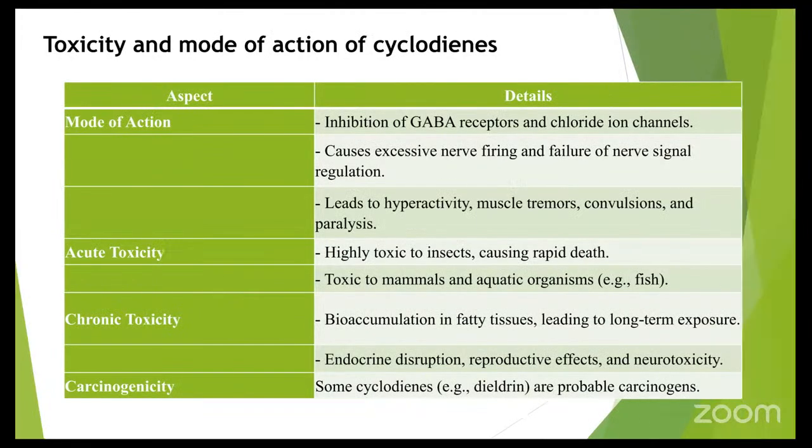The toxicity and mode of action of cyclodienes can be seen here. As a group, the cyclodiene compounds, like most other chlorinated hydrocarbon insecticides, act as neurotoxicants. The primary mode of action is by the blocking of GABA-gated chloride channels, like HCH, as we have said earlier, but not like DDT.